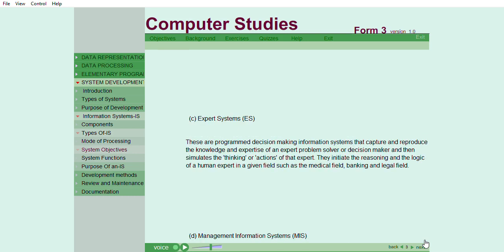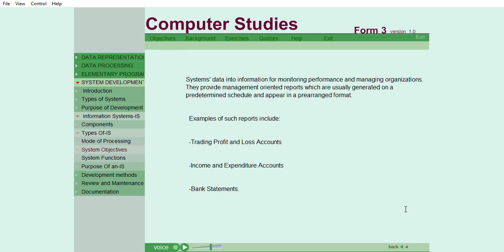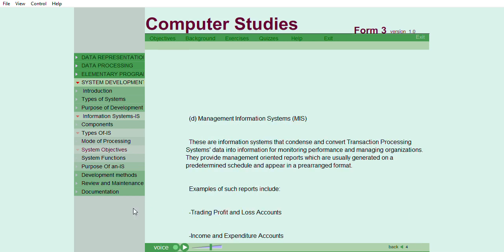Expert Systems, ES. These are programmed decision-making information systems that capture and reproduce the knowledge and expertise of an expert problem solver or decision maker and then simulate the thinking or actions of that expert. The Management Information System, MIS. These are information systems that condense and convert transaction processing systems data into information for monitoring performance and managing organizations.